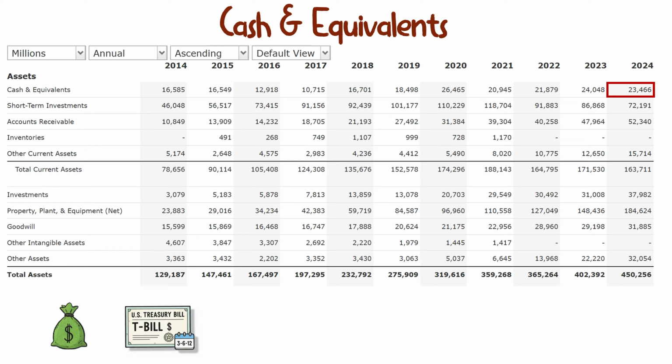Companies hold cash equivalents instead of pure cash to earn a small amount of interest. For huge companies like Alphabet with $23.4 billion in cash in 2024, earning just 1% interest generates about $234 million per year. It is essentially free money for parking their excess cash safely.